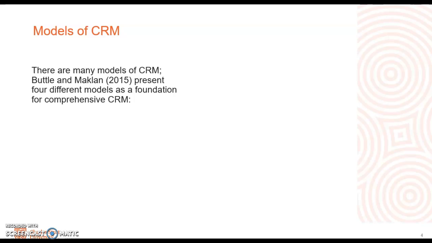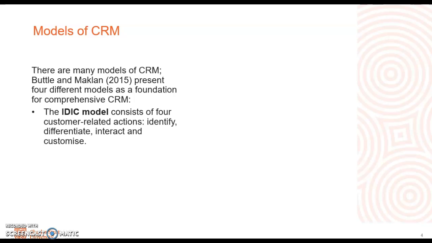So there's 4 different models that Buttle and Maklan present, and there are more, and your organisation might use another one. So there's the IDIC model, which is the most simple. It has 4 customer-related actions. It identifies the customers and then differentiates those customers, works out how to interact, and customises those interactions as well.